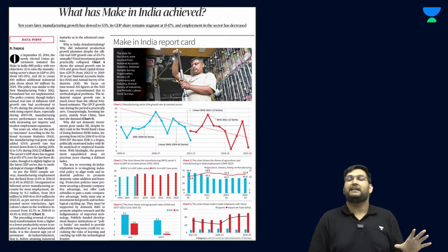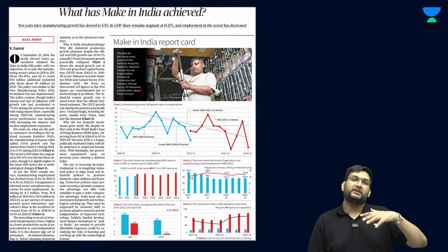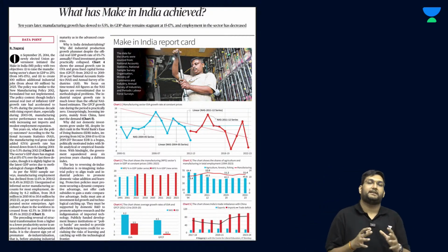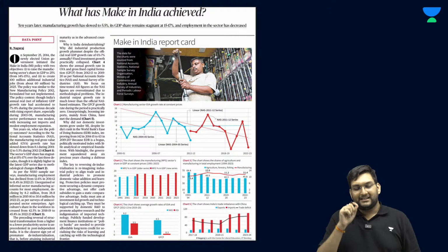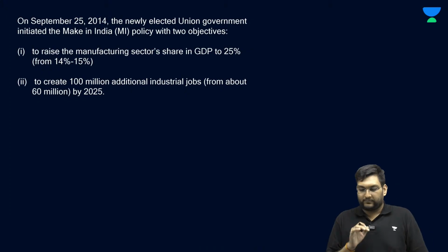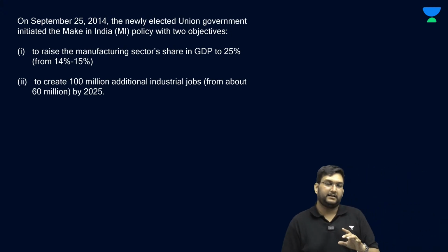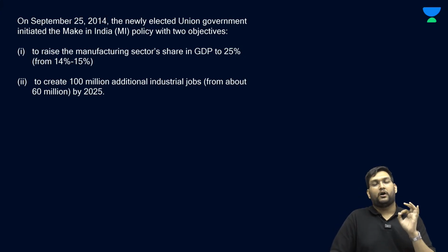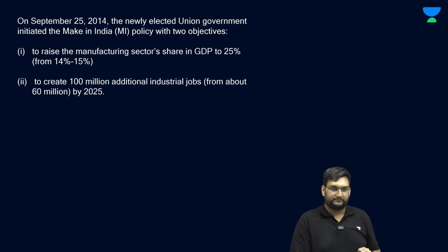There is a very interesting line which is written, which may be problematic for the examination, but it is about ease of doing business. Let us try to analyze what this data point article from The Hindu tries to argue. Now, this article says that 10 years back, it has been a decade, on 25th September 2014, when the Government of India introduced Make in India, it had two objectives.